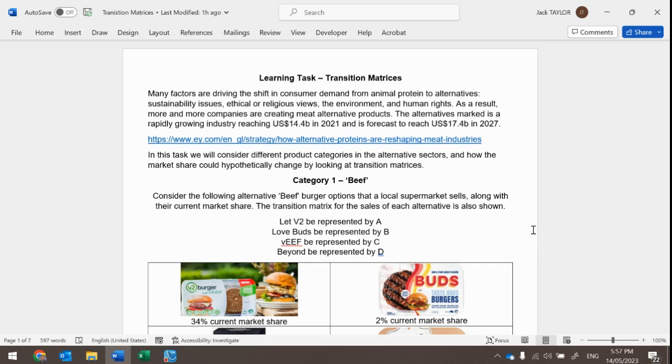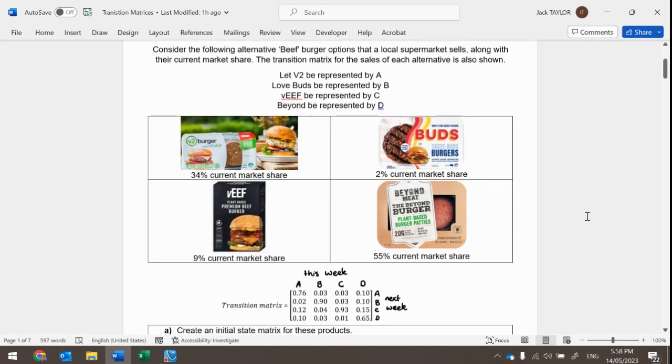So this is a practical example of transition matrices. In this case, we have got different meats, vegan-friendly meats, and their market share in comparison to each other. So have a bit of a read through of the information here. You can pause it at any time if I'm going too fast. So here we have 4 different products. We got the V2 burger, the Love Buds, Beef, and Beyond Meat. For the purpose of these questions within the matrices, they're going to be defined by the letters up here. So V2 will be defined by A, Love Buds B, Beef will be represented by C, and Beyond Meat will be represented by D.